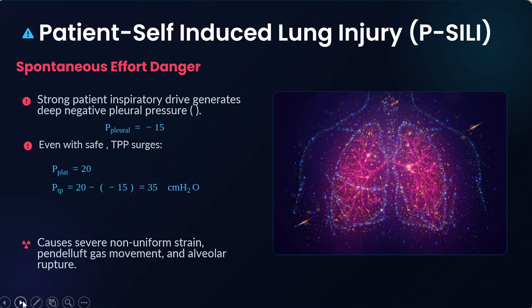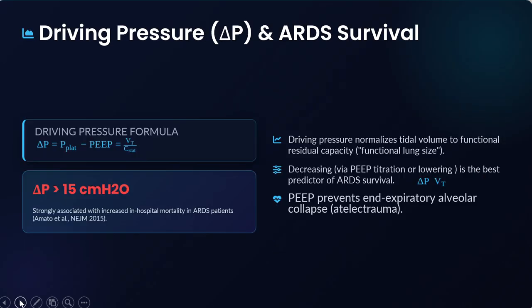Patient self-induced lung injury. The patient comes to your ER with rapid, excessive respiratory breathing. Strong patient inspiratory drive generates deep negative pleural pressure, -15. In this case, plateau pressure 20 minus (-15) equals 35. The patient has a high transpulmonary pressure, and suddenly the patient becomes fatigued, arrests, and is intubated.